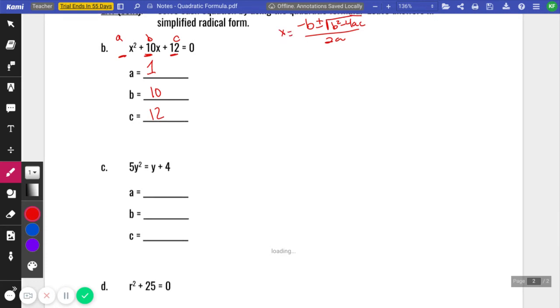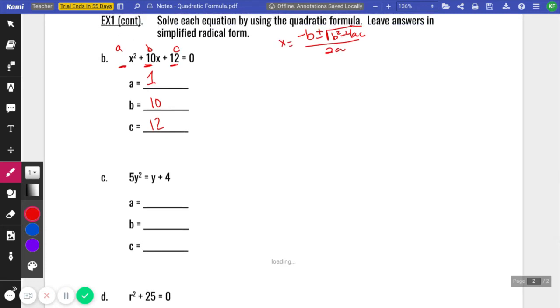I'm going to start plugging in. So I want negative b. So I want to write negative 10 plus or minus the square root of b squared. So 10 squared minus 4 times 1 times 12 all over 2 times a, which is 2 times 1. Okay, so now we start to simplify.